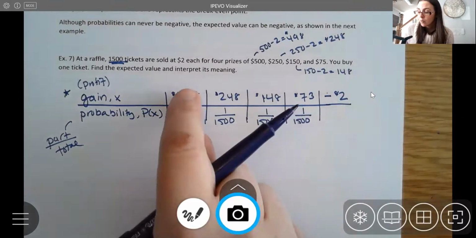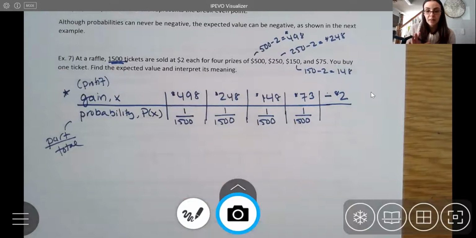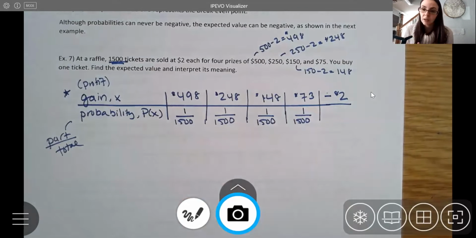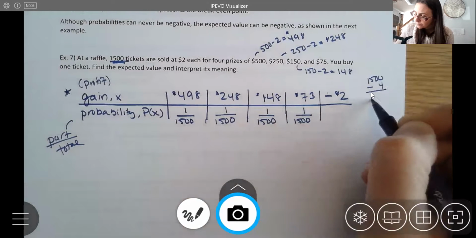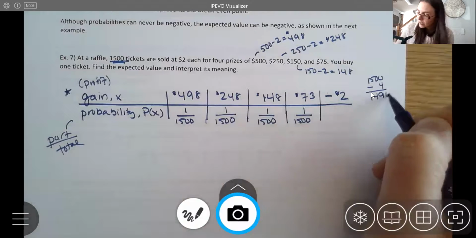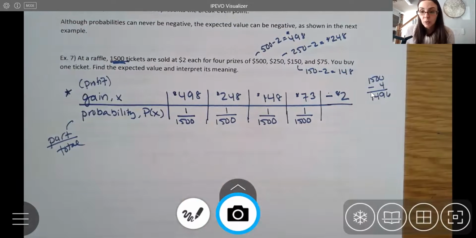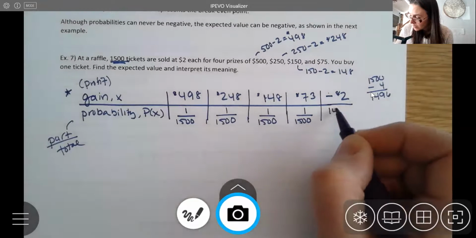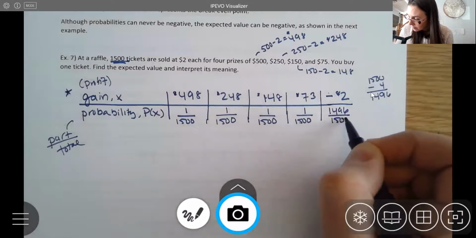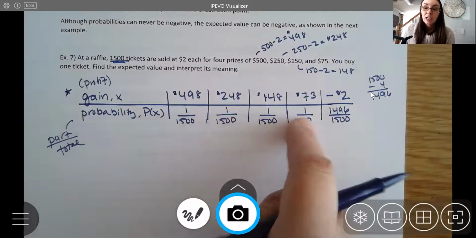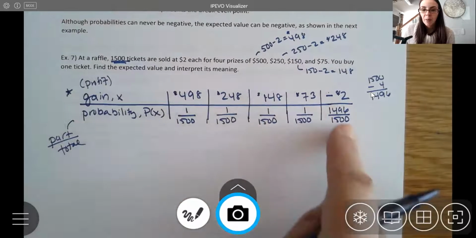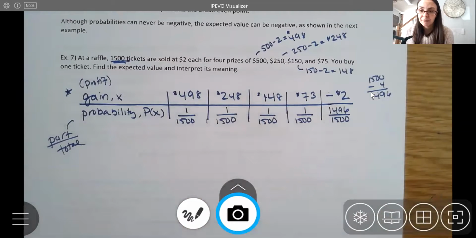Now, there are 1, 2, 3, 4 chances to win altogether. So that means 4 of the 1,500 tickets are going to be winners. That means everything else is going to be a loser. So that's 1,500 minus 4, which leaves you with 1,496 losing tickets. So 1,496 chances to lose, right? It kind of puts it into perspective where you're like, oh, but there are so many chances to win. Yes, there are 4 chances to win, but there are 1,496 chances to lose. So this is the probability for that last one there.